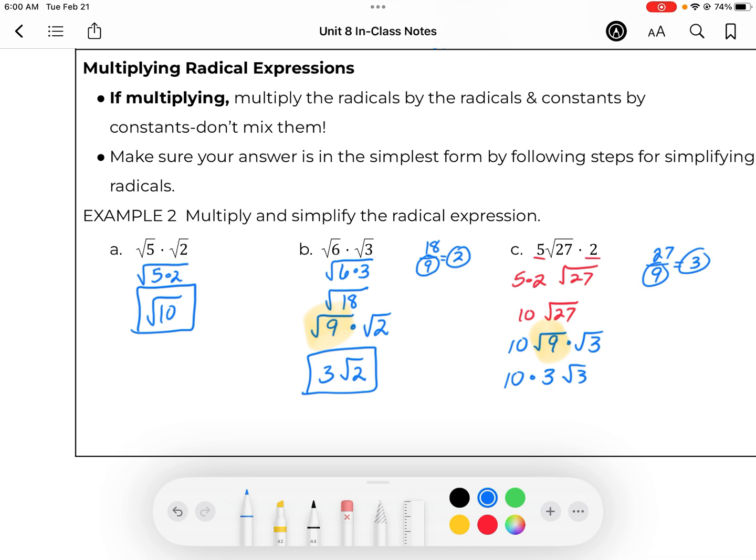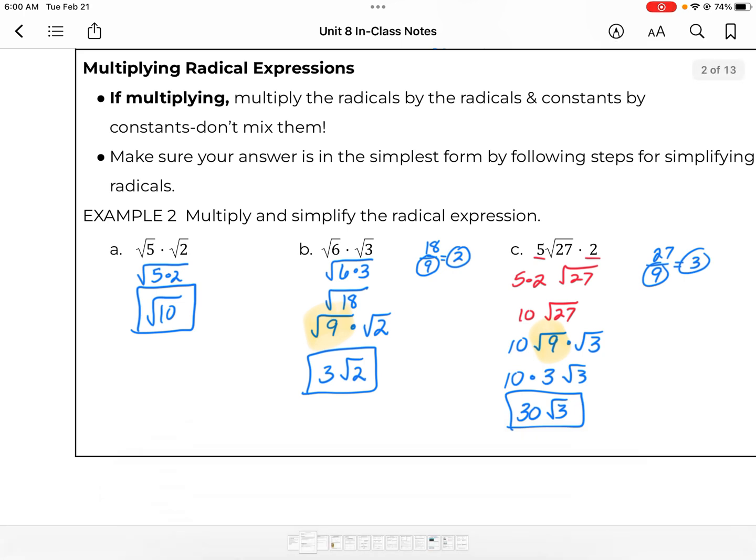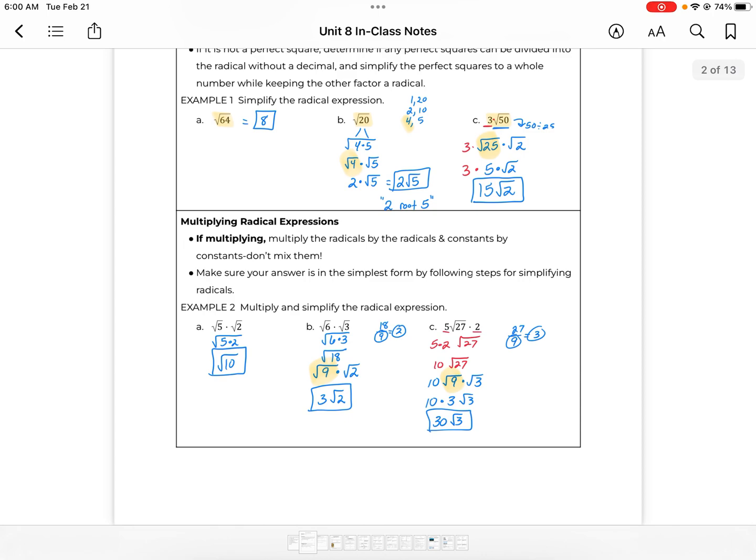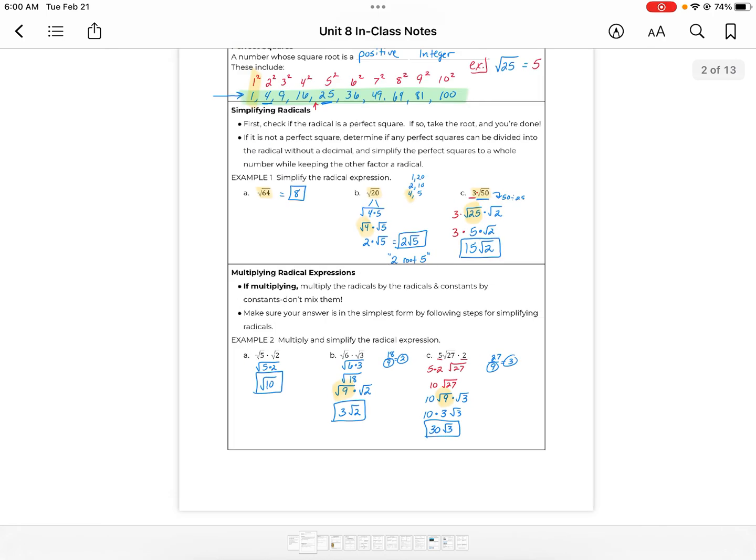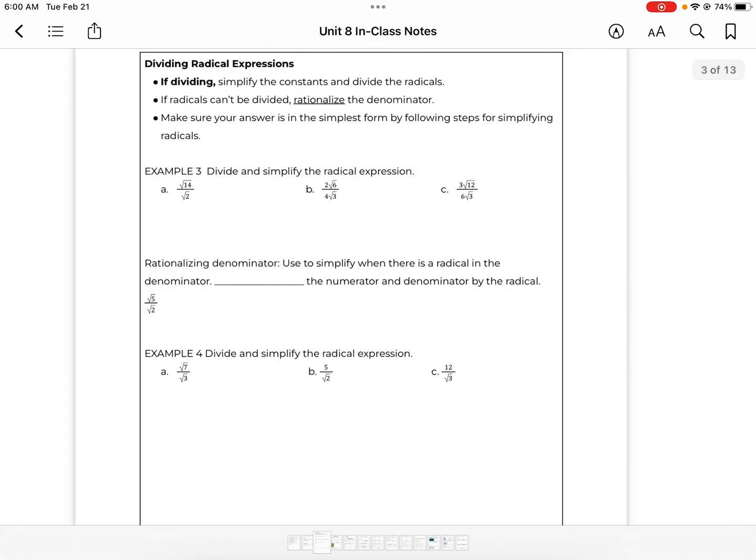And so 10 times 3 is 30. And then I keep my radical 3, or my root 3. And so my answer is 30 root 3. Okay? So that's multiplying radical expressions. We can also, if you go to the next page, divide radical expressions.